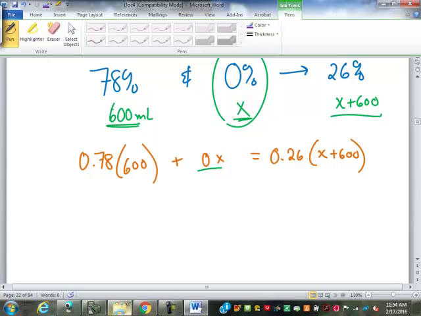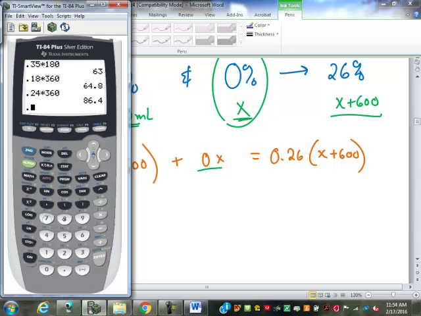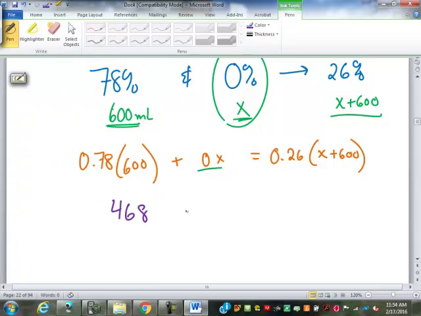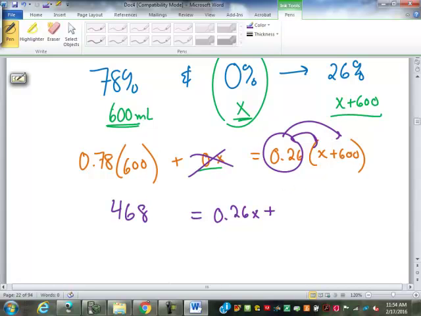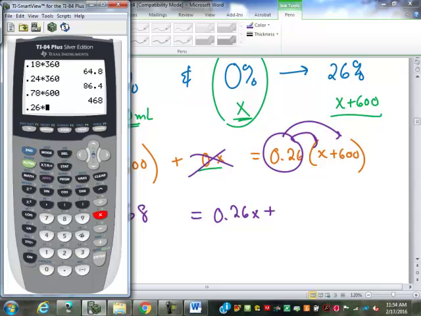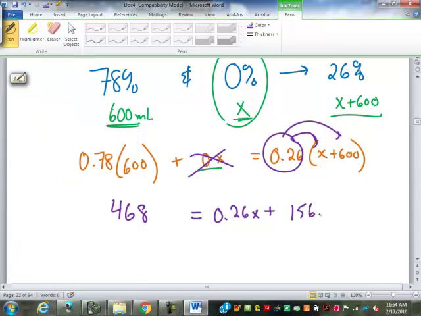So now we have 0.78 times 600. So 468 equals the 0x. We can just leave out now. 0.26 times X is 0.26X. And then 0.26 times 600, 156. So now to solve this, we only have the X appearing once, so it's a lot simpler to solve now than the others were.